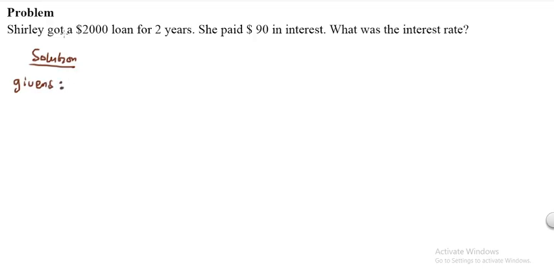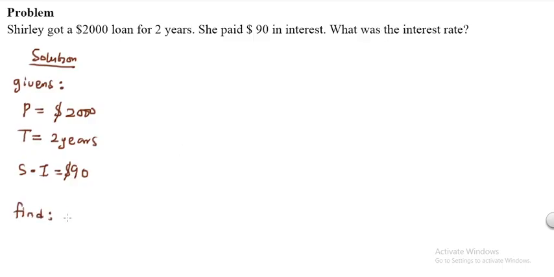So we are told that Shirley got a $2,000 loan. The amount she got for a loan is the principal. So we can write P is equal to $2,000. The time period this happens is a 2-year time period. So I'll write my time as equal to 2 years. I'm told that she paid a simple interest of $90. So that means my simple interest is given as $90. I'm now told to find the interest rate. So what I'm finding here is the rate.